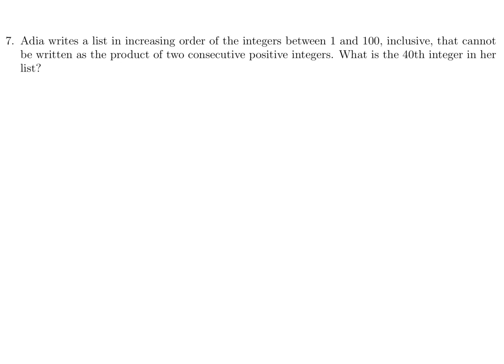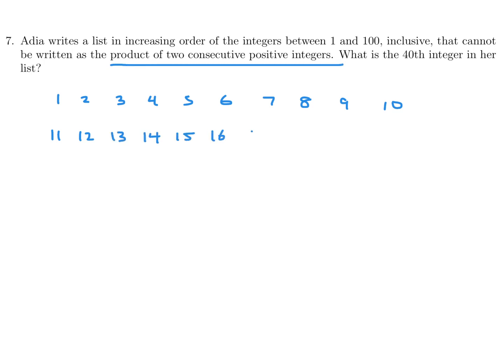All right, so we want to write all these numbers out, 1, 2, 3, 4, like that. But we don't want numbers that could be written as the product of two consecutive positive integers. And we want the 40th number. I'm not sure entirely how many I will have to eliminate, but let me just write out the first 50, which should be sufficient.